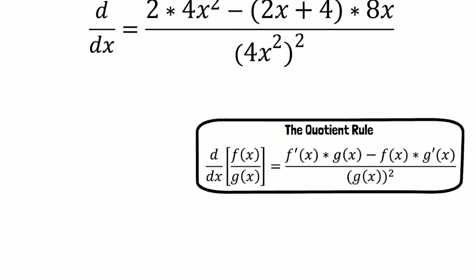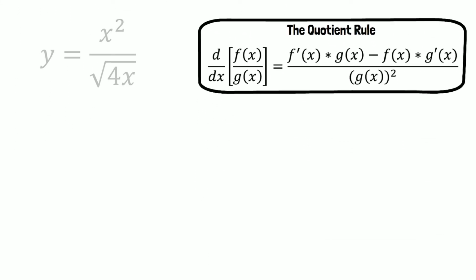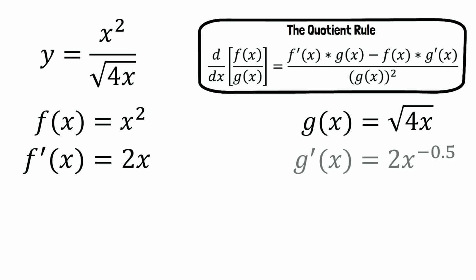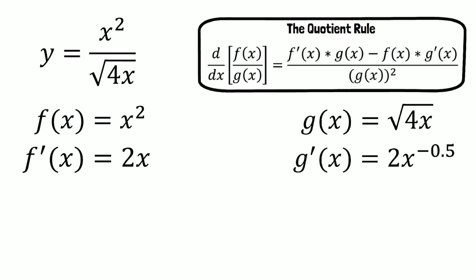Let's now make it a little bit more difficult. On your screen you can see the function y equals x squared divided by the square root of 4x. The numerator, so f of x, is then x squared. Using basic derivatives, we find that the derivative of f of x is 2x. The denominator g of x is the square root of 4x. Using basic derivatives, we find that the derivative of g of x is 2x raised to the power minus 0.5. We can now fill in the formula of the quotient rule.